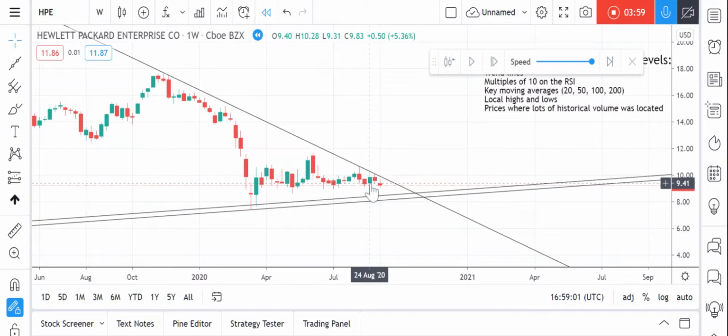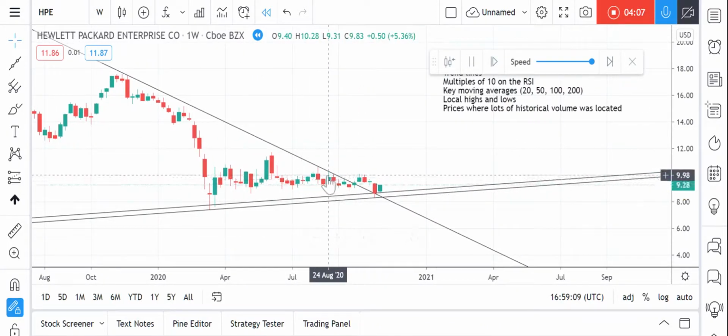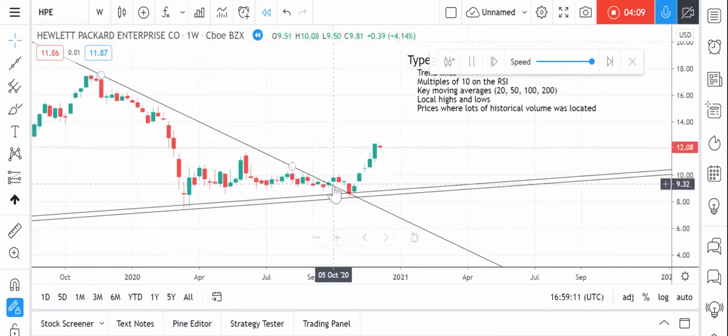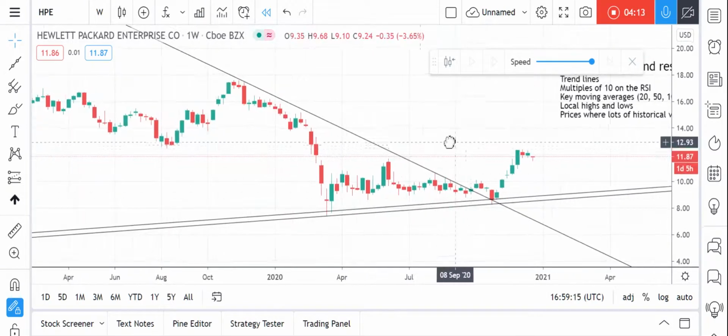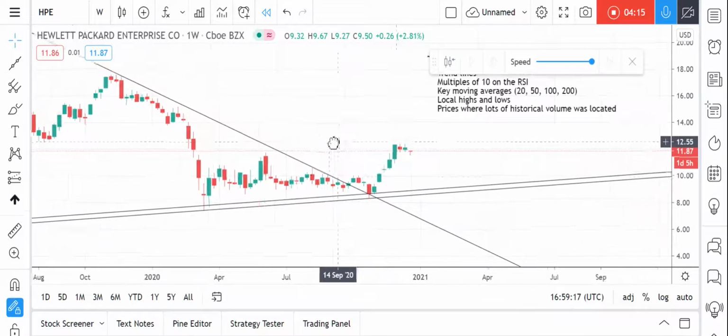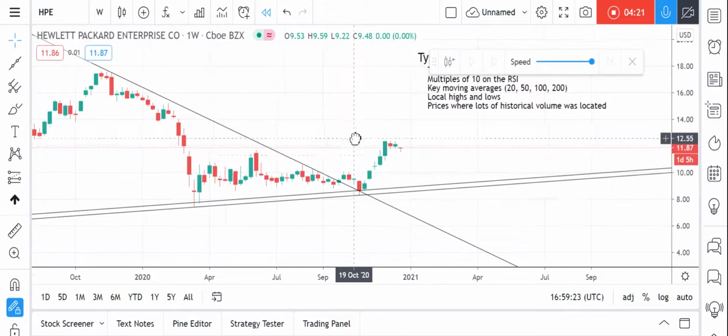You can see we tested the trend line here, got rejected, tested the trend line here, got rejected. And if I hit play, you can see we tested it again, and we got rejected from that trend line 4 times before we moved across it. And once we moved across it, then we moved across pretty decisively. So the trend line, we went down a little bit, but then we shot up pretty fast after that.